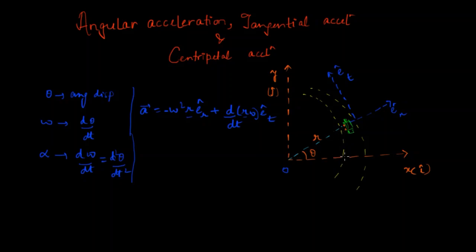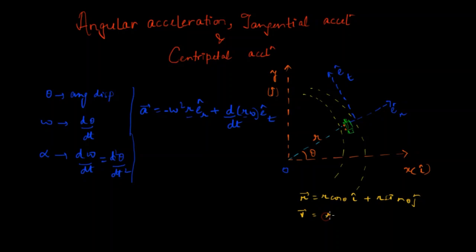R cos theta i cap and r sin theta j cap, right? So the r vector will be r cos theta i cap and r sin theta j cap. We will just take the components. What will be the velocity vector? We'll have to differentiate this. So let's assume that r is constant. So we will differentiate this term with respect to time.